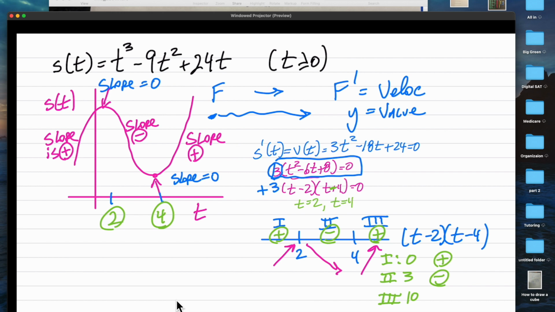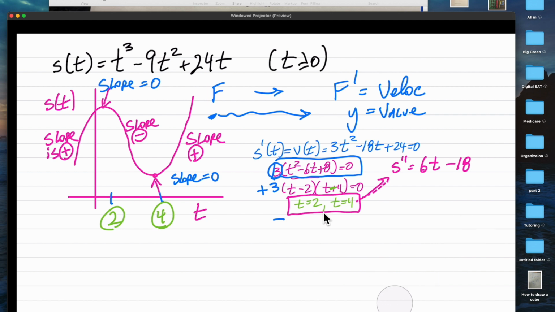Okay, folks, just for completeness sake, there's another way to check these critical points. Once you get the critical points of the first derivative, the other option is to go ahead and take the second derivative and do the second derivative test. So if we take s double prime, that's going to equal 6t minus 18. Then what we do is we plug these critical numbers in the second derivative. We do not do a sign analysis of the second derivative. We simply do s double prime of the critical numbers.